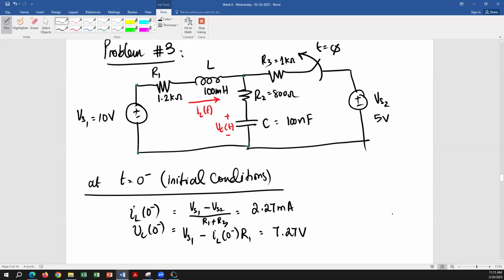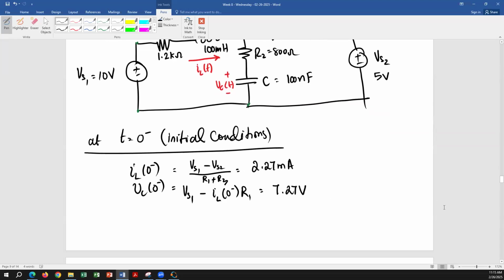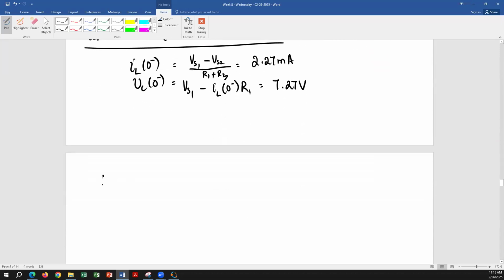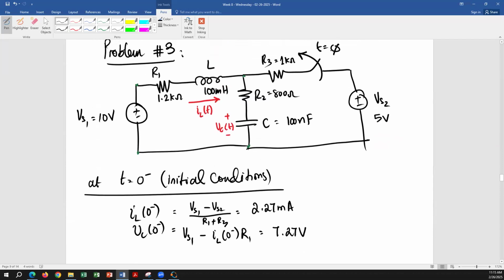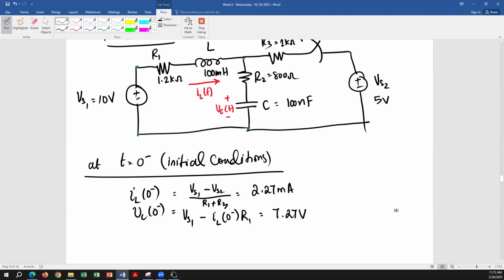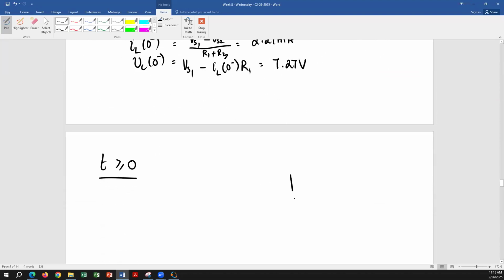So these are my initial conditions. For t greater than or equal to 0, at that time the switch is going to open up, and the right hand of the circuit is going to be excluded from the rest of the circuit. So we will be left with Vs1, R1, L, R2, and C. So let's redraw the circuit: Vs1, R1, L, R2, and C.